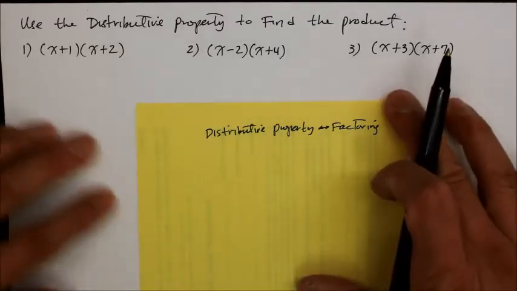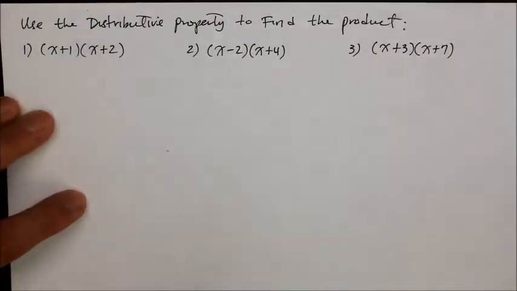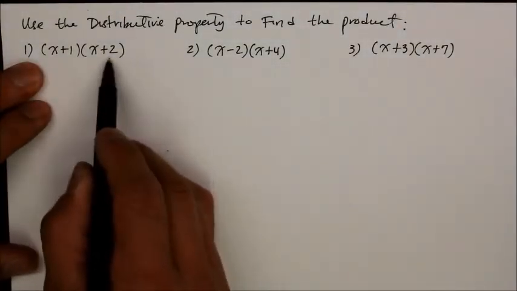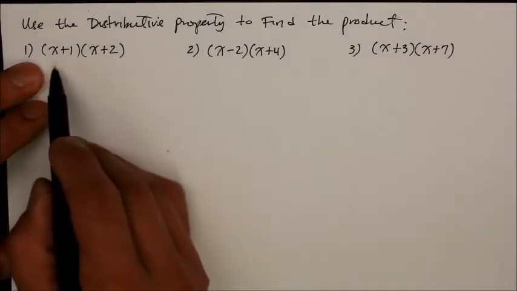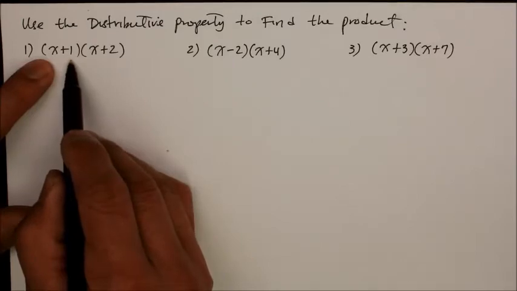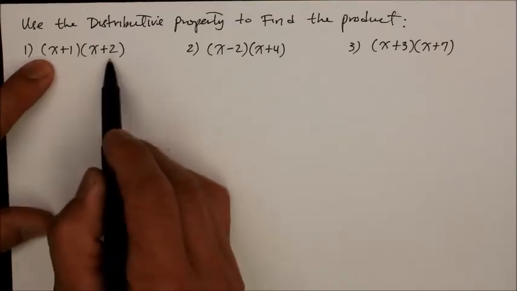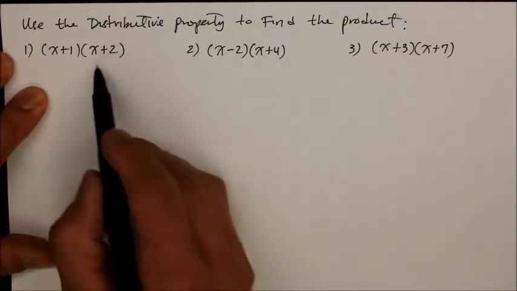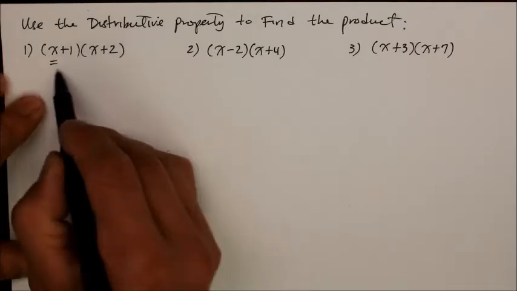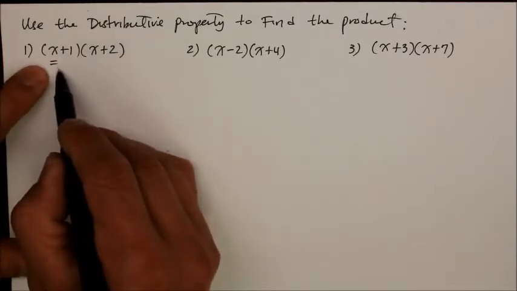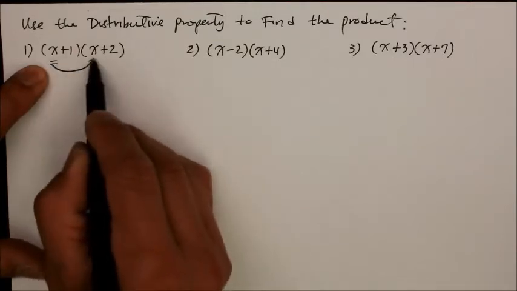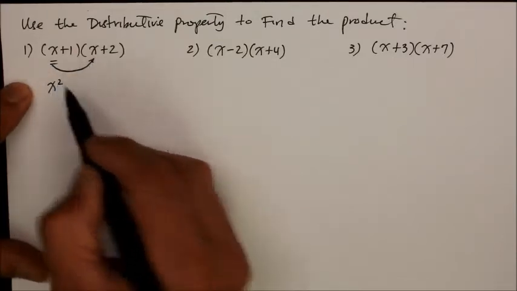Let me just show you how that works, distributive property, using number one. We have a binomial. Let's suppose x plus 1, those two terms are the flight attendants. And let's suppose the second binomial, x plus 2, are the passengers. So the first flight attendant is going to service the first passenger. X times x. That's x squared.